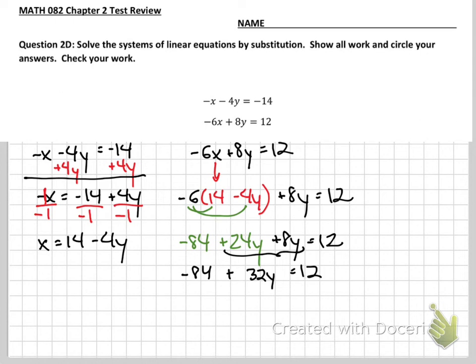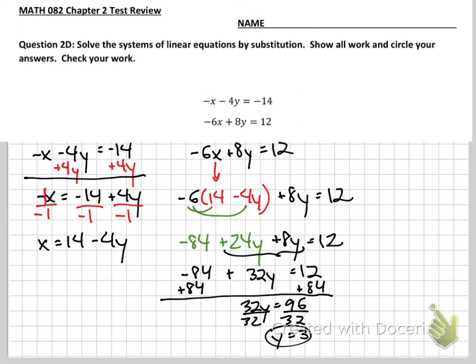Then we need to move all of our numbers onto the other side. We do this by adding 84 to both sides of the equation. So we get 32y equals 96. We divide by 32, and we find that y equals 3. Again, it feels like we've been working on this problem for about half of forever, but of course that's not really true.